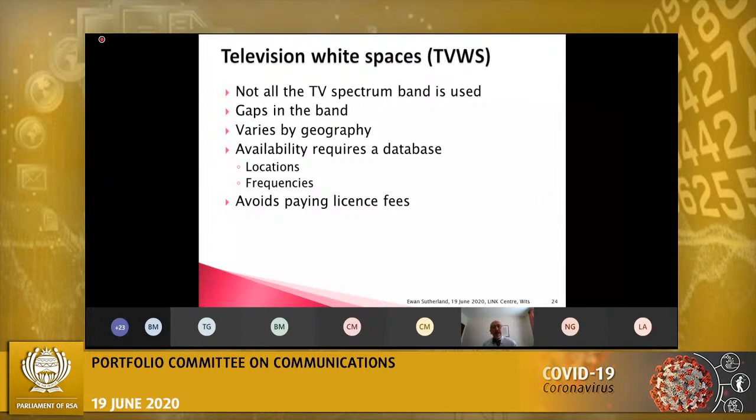Television white spaces is something which causes considerable excitement, partly because there's no license fee involved. I mean, in parts of Africa, very little of the television band is used at all. But everywhere there will be spaces. So bits of the television spectrum are used and other bits aren't. So there are gaps. And that varies by geography. Different channels are available in different places. So you can then build a very fancy database which says at this location, these frequencies are being used at this time. And people can then use that spectrum for broadband.